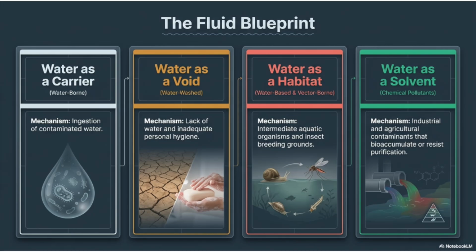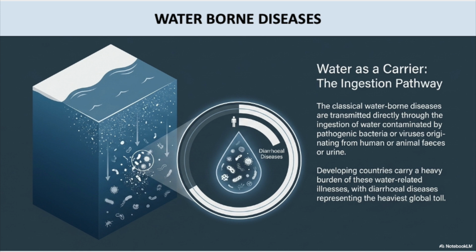The fourth is water as a solvent, referring to chemical pollutants, where the mechanism involves industrial and agricultural contaminants that bioaccumulate or resist purification. Let us look closer at water as a carrier, which represents the ingestion pathway. The classical waterborne diseases are transmitted directly through the ingestion of water contaminated by pathogenic bacteria or viruses, originating from human or animal feces or urine. Developing countries carry a heavy burden of these water related illnesses, with diarrheal diseases representing the heaviest global toll.